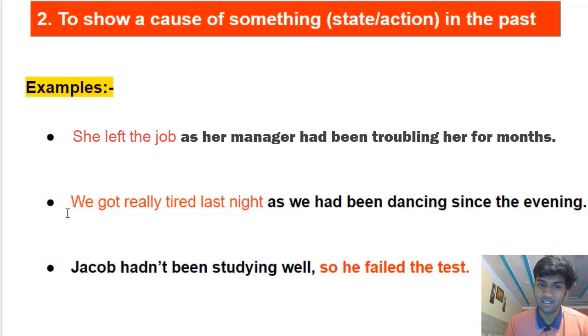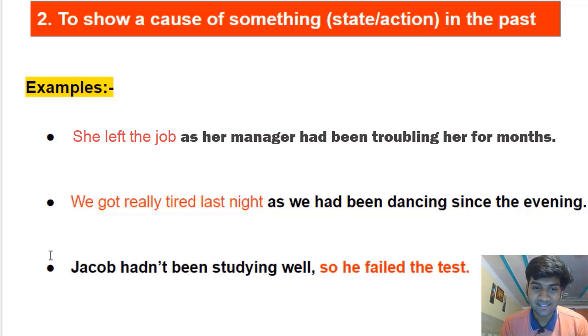All right, second example. We got really tired last night as we had been dancing since the evening. So this is the outcome, right? We were in a particular state of being, in a particular state of existence, which is we got really tired last night, right? Now, why did it happen? What is the cause? Why did we get into that particular state of existence? Because we had been dancing since the evening. We got into this state of existence because something had been happening before this. We had been dancing since the evening, right? Before we actually got tired.